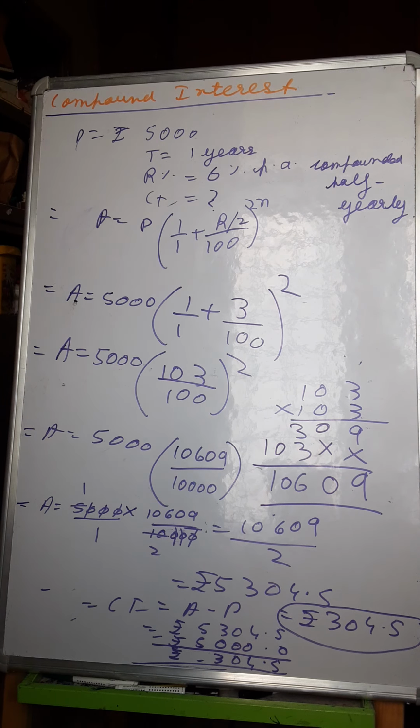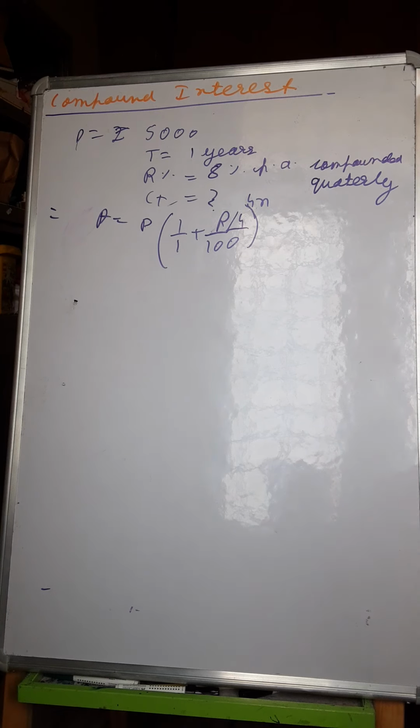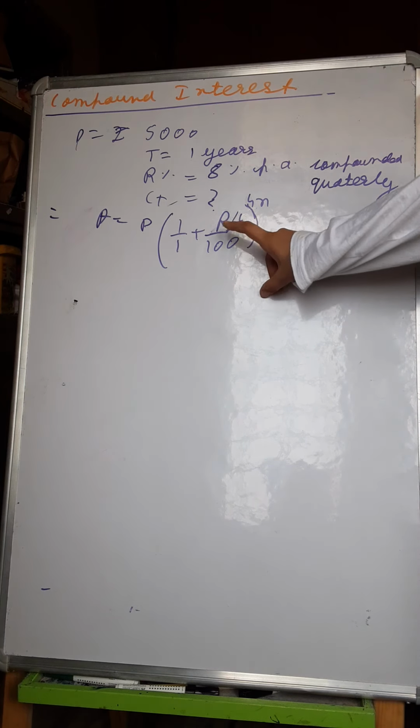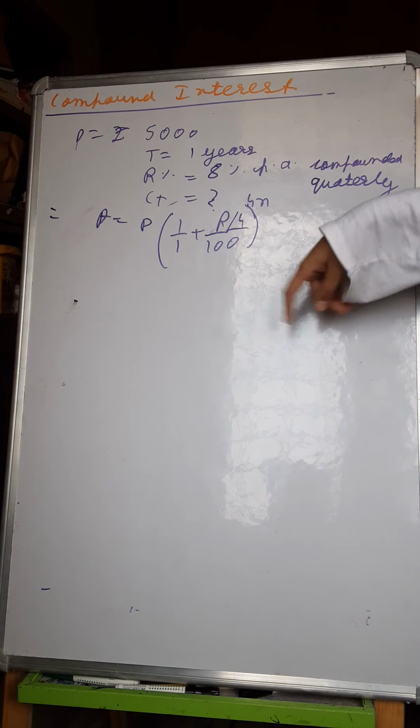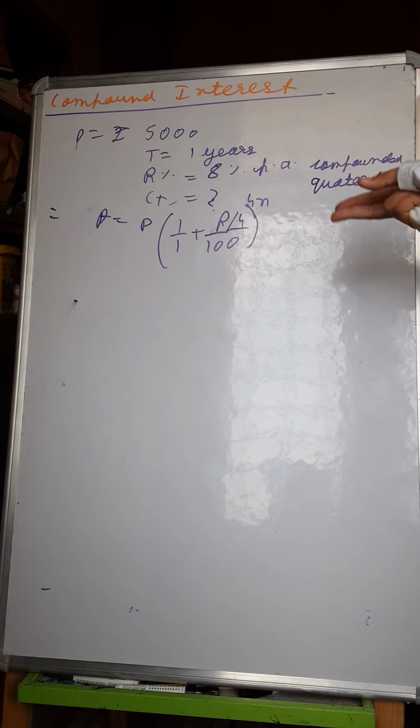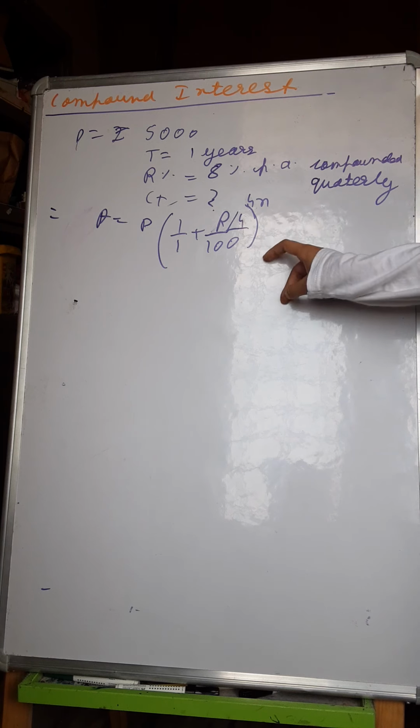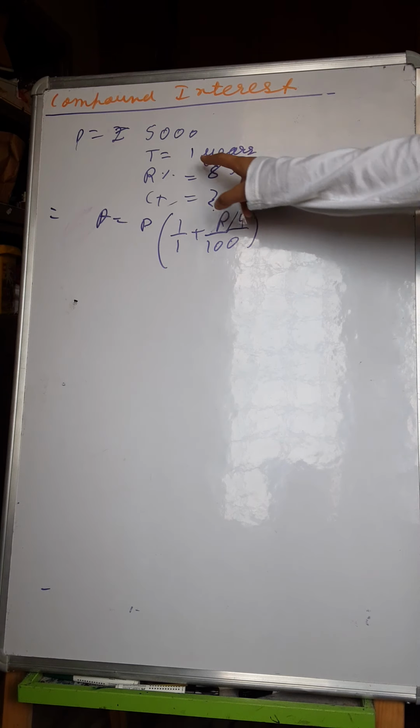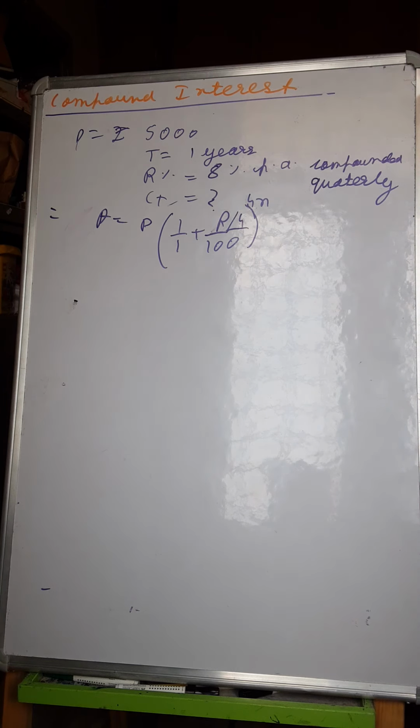Now let's discuss quarterly. So here's the formula when it is compounded quarterly. Quarterly, as you know, means 1/4. So when you are doing 1/4, your rate shall be divided by 4, just like in your half yearly you divide it by 2. Your power n, which is the time, in this case 1 year, shall be multiplied by 4, just like in your half yearly you multiplied it by 2.